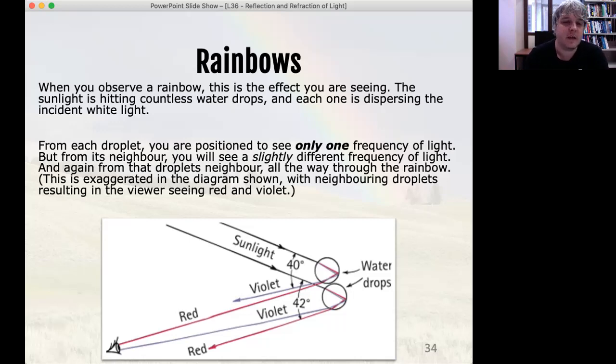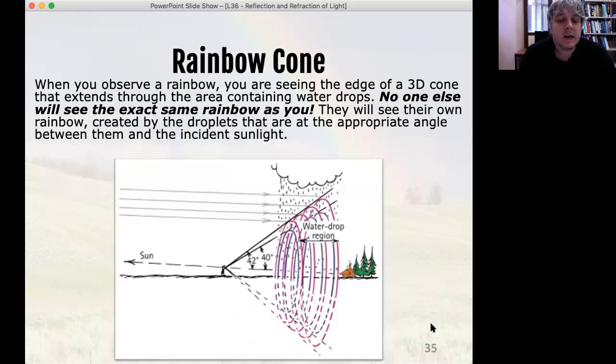The diagram here is exaggerated. They've got neighboring droplets showing red and then violet. Obviously, that's not how it really works. You get millions of droplets with one being red, the next one being a slightly different red, and then so on towards the orange, and then yellow, and then green, all the way down to violet. But for simplicity, they've just shown 2 neighboring ones. As I mentioned, the geometry of that means that what you're seeing is sort of a circular shape.